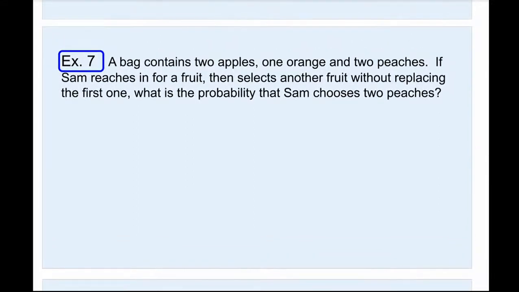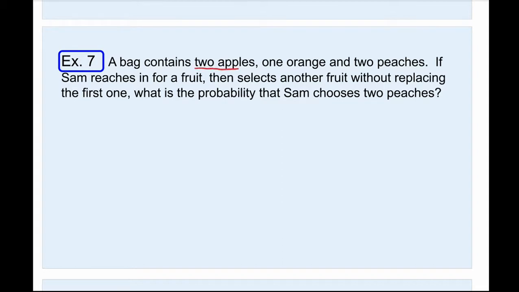Going through our last example, a bag contains 2 apples, 1 orange, and 2 peaches. If Sam reaches in for a fruit, then selects another fruit without replacing the first one, what is the probability that Sam chooses 2 peaches? So in this case, again, let's go back and let's underline some of the key things.